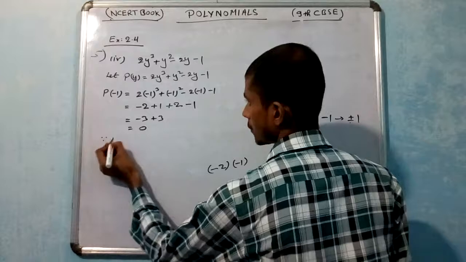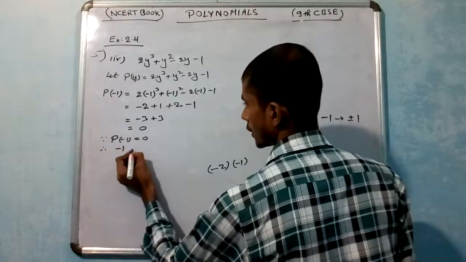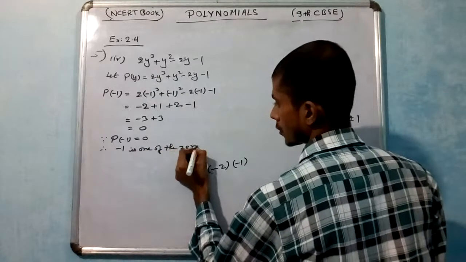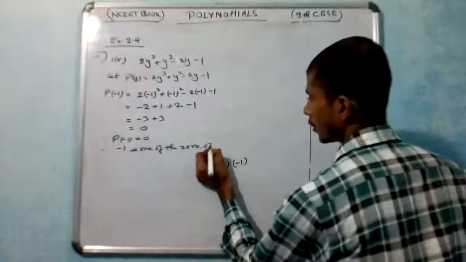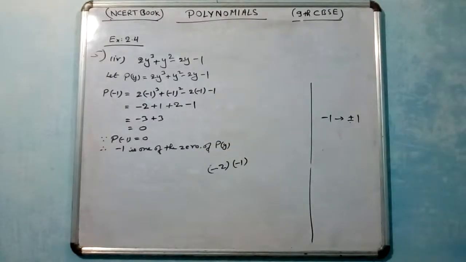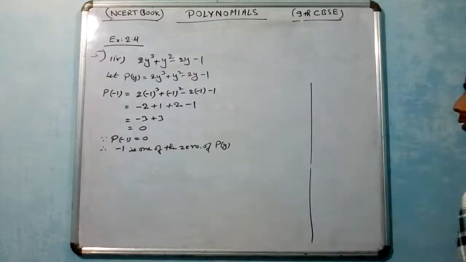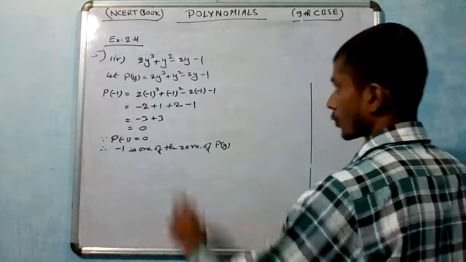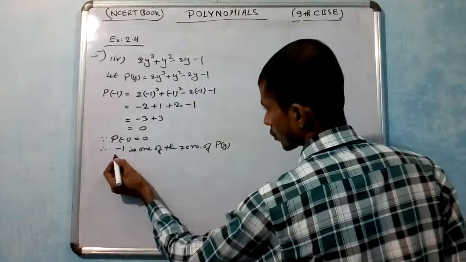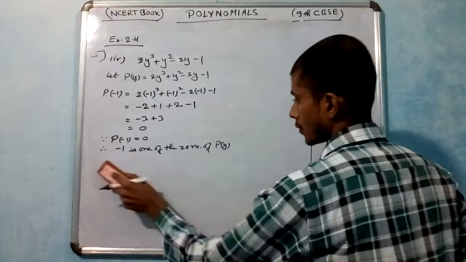So what will we write? Since P of minus 1 is equal to 0, therefore minus 1 is one of the 0s of Py. Next what? Till now we have found the 0. From the constant we found the possible factors. From the possible factors we found one of the 0s, that is minus 1. What to do with this 0? Next.